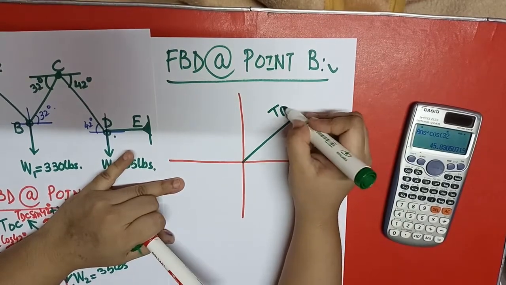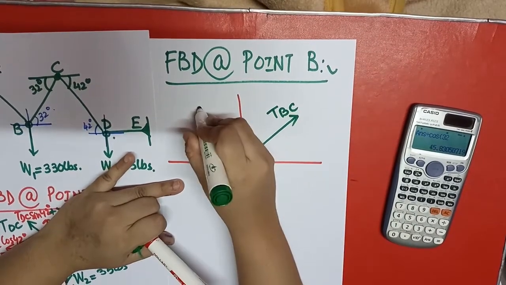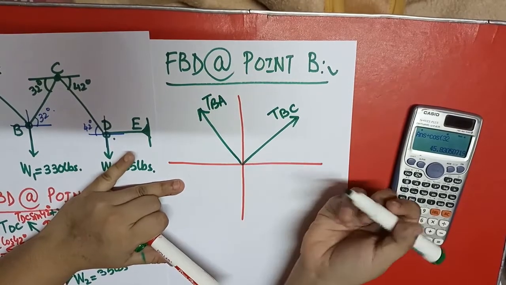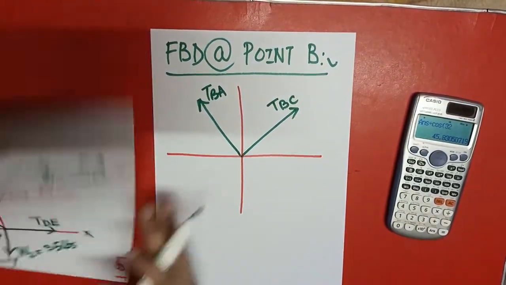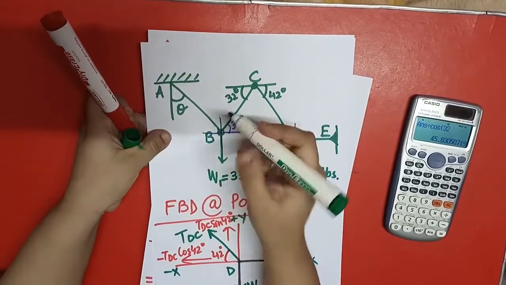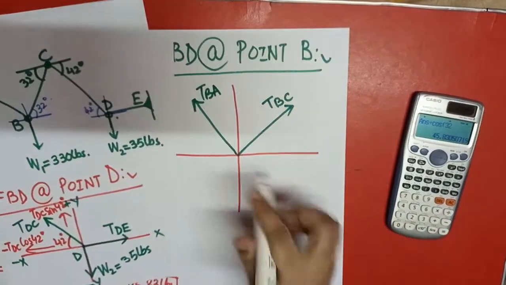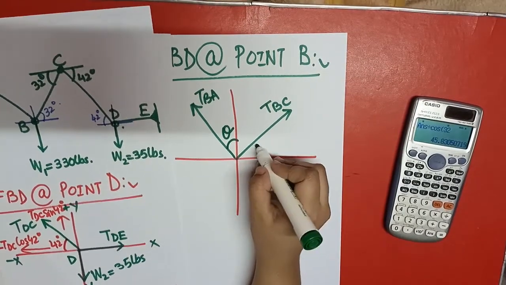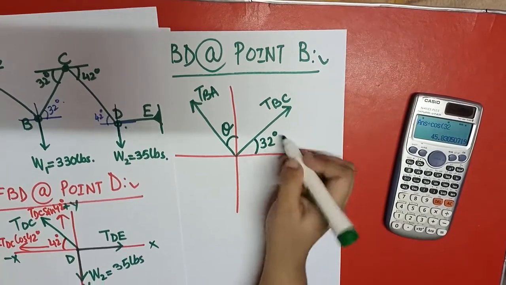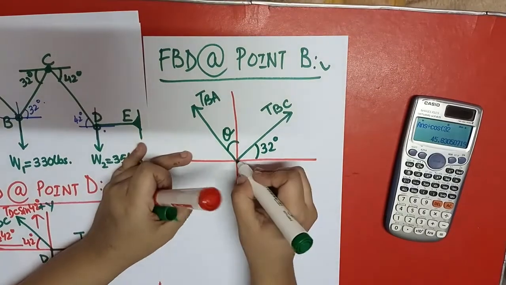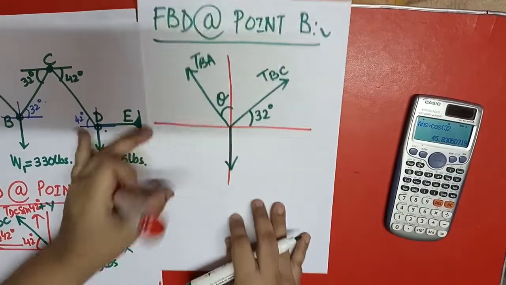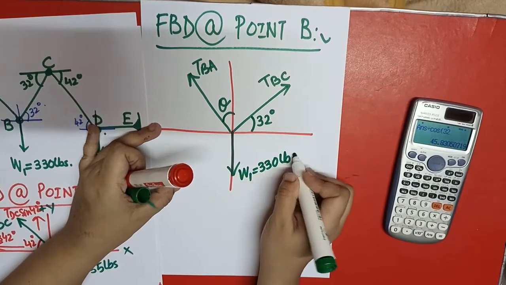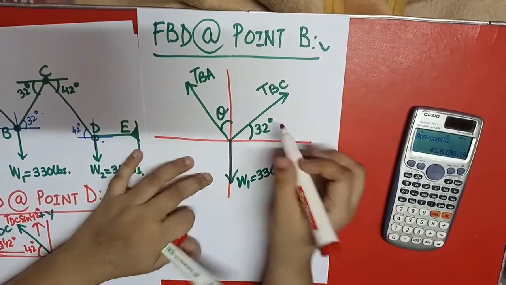This is TBC and this one is TBA. So you can see this, if this is theta, then this will also be theta. So I can write theta here, and this one is the angle 32 degrees, and there is a weight also, so that is W1 equals 330 pounds. So we have to resolve the forces into their components.